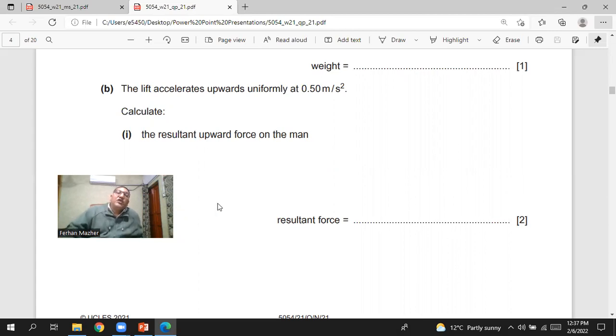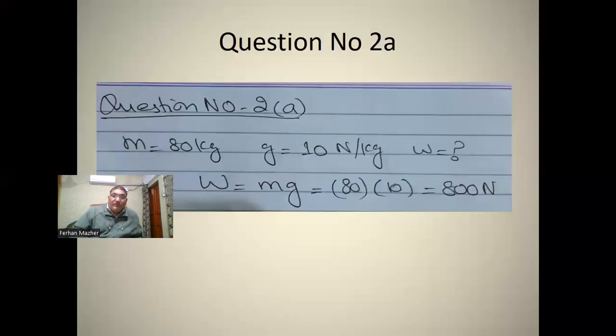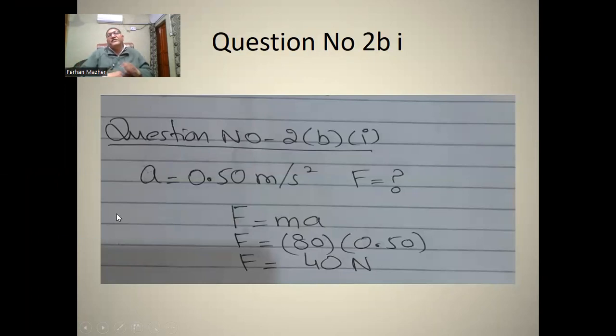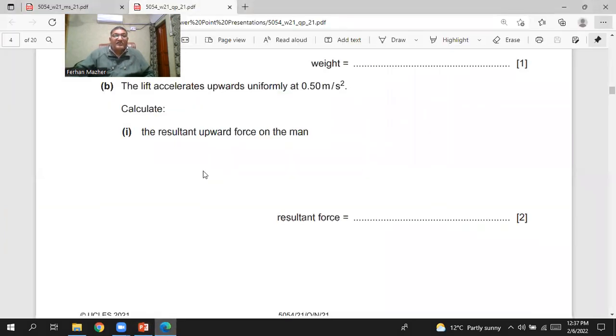The mass, we already know, is 80 kg. So let me show you. So here we go. F equals ma, 80 multiplied by 0.50. So the final answer will be 40 Newton. So the resultant force required to produce an acceleration of 0.50 meter per second square in the man of 80 kg is 40 Newton. Okay, so let's go to the next part.